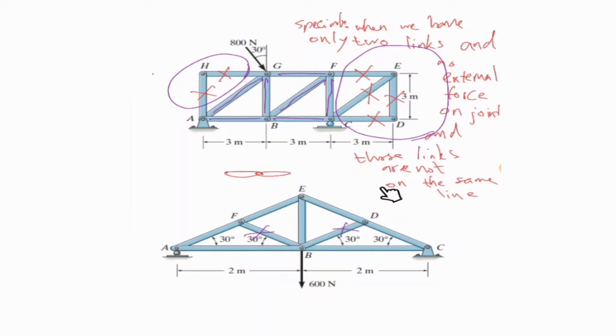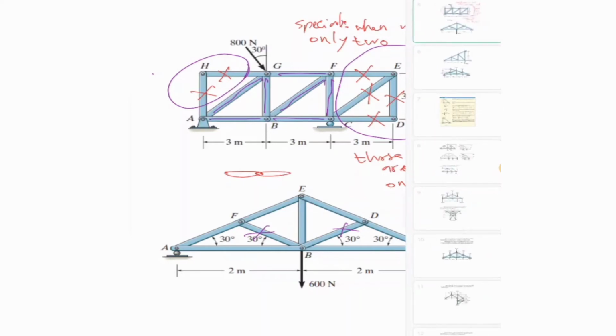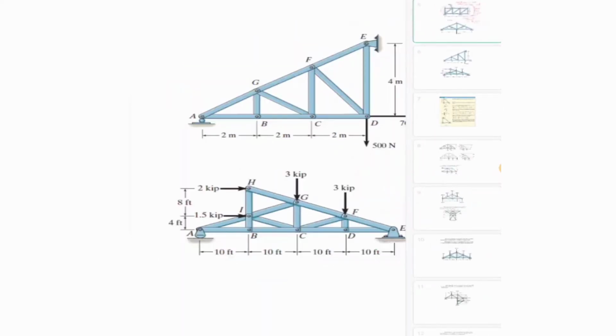Point E actually has 3 links, and we cannot say 2 of them are on the same line, meaning that we have all of them with some forces and there is no zero force member at point E. Okay, let's continue and do some other examples here.